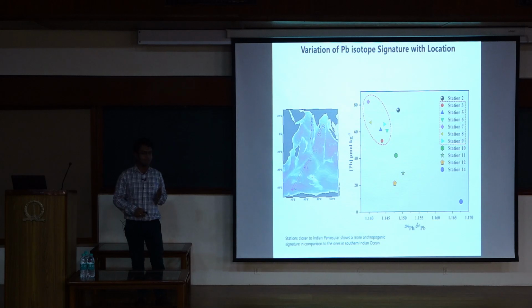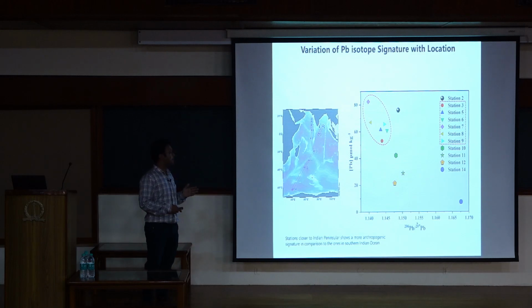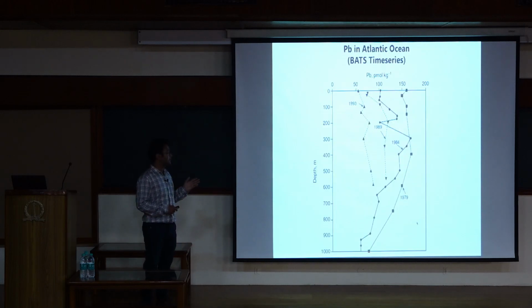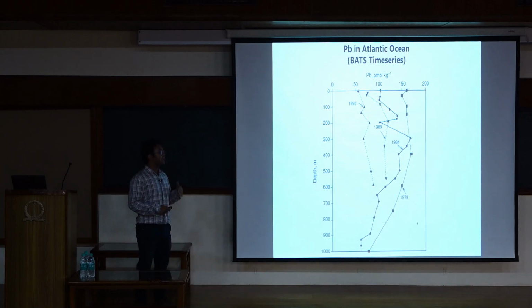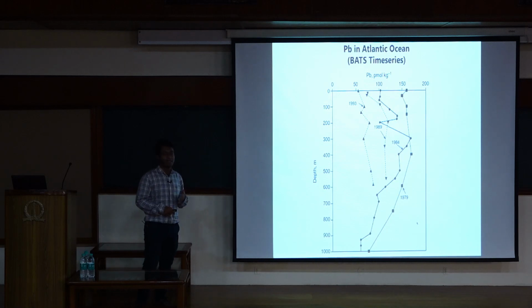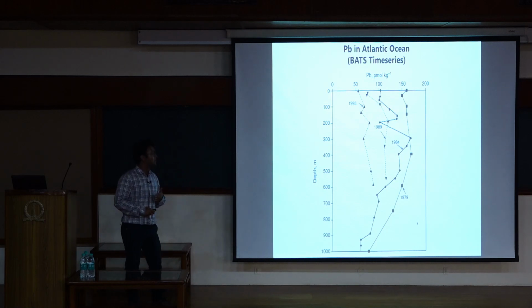14 years back. And there's a study by the Bermuda Atlantic Time Series, where they collected lead in a depth profile over a time series of around 14-15 years, and you can clearly see that lead has a residence time of 10 years. With the phasing out of leaded gasoline in the US, there is a decline of lead concentration in the seawater from around 150 to around 50.